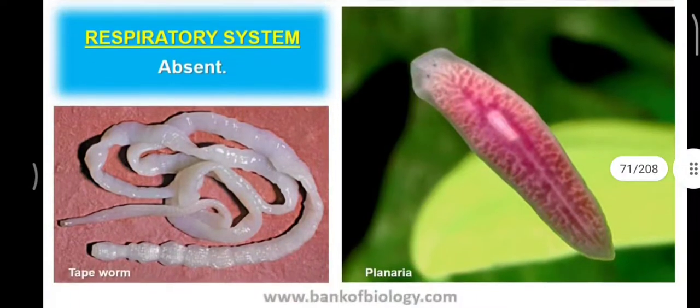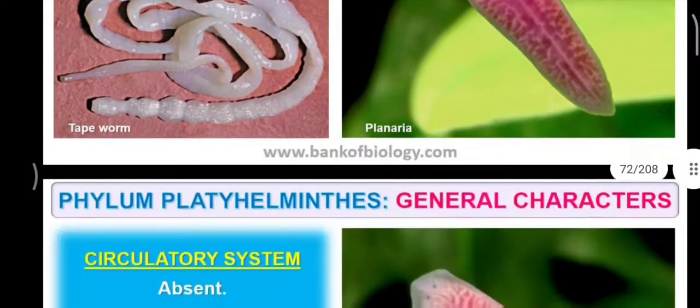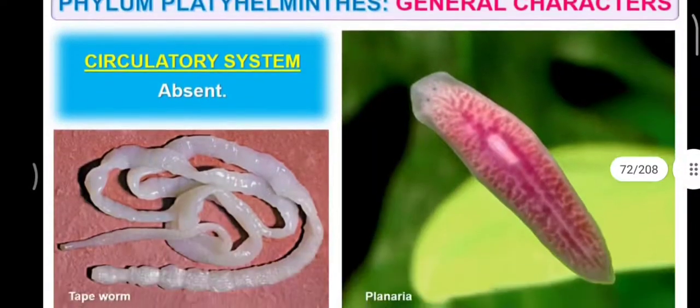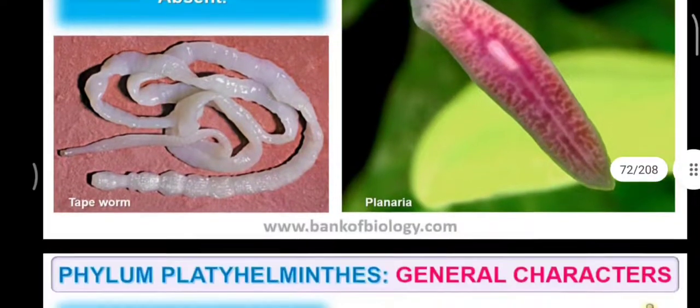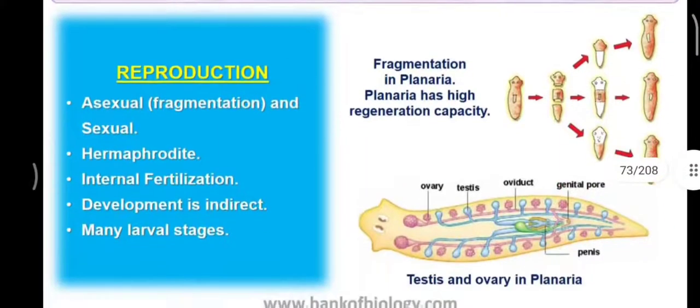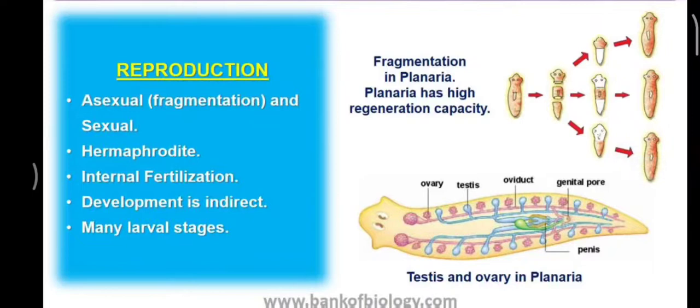And here the respiratory system is absent; respiration happens through the body surface only. The circulatory system is also absent in these animals. And in reproduction, fragmentation can be seen in planaria. Planaria has a high regeneration capacity. That's one of the adaptations for the parasites. The asexual mode is fragmentation, and a sexual mode is also there.